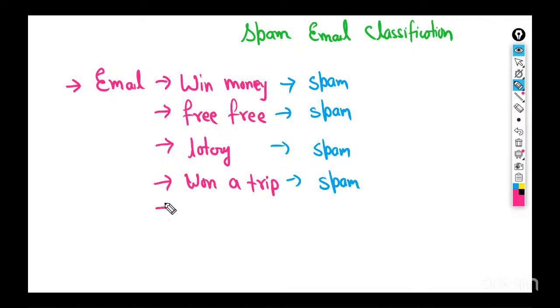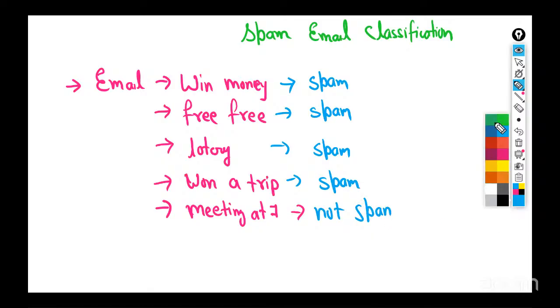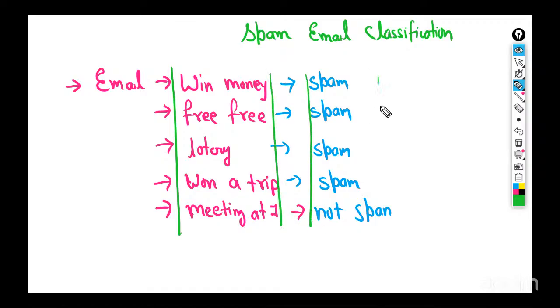Let's create one non-spam, let's say some normal message. Let's say "meeting at 7." We know that this is not spam. So nowadays what we are doing is, this will be my input, and this is my output.